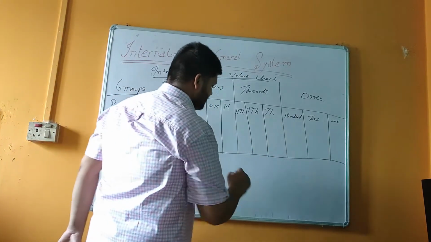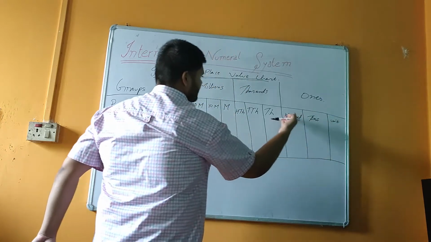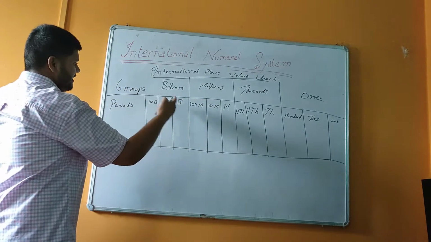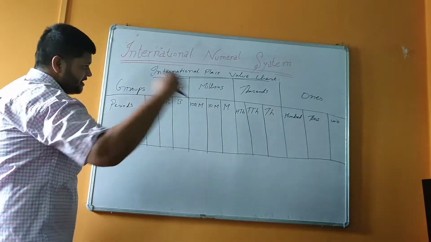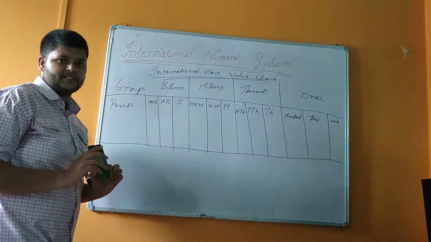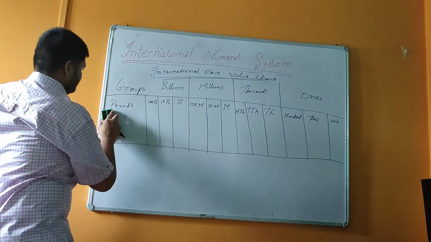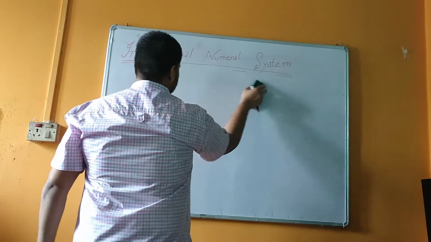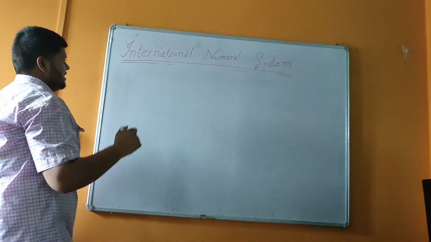Every time you have to read this number, from the right hand side: unit, tens, hundreds, thousand, ten thousand, hundred thousand, million, ten million, hundred million, billion, and so on. In this way you have to read the number from the right hand side. Okay? Any number which is given in the international numeral system, you have to read from the right hand side. So till now, whatever we have studied, we will reflect that into our actual transformation.